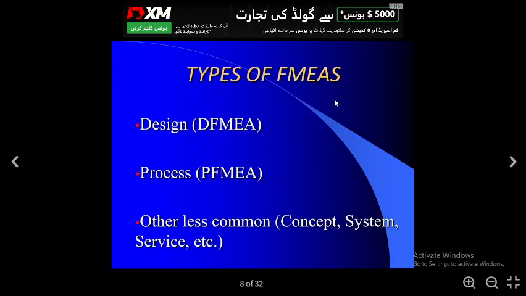Types of FMEAs. There are mainly two types of FMEA: the design FMEA, which is called DFMEA, and the process FMEA, which is called PFMEA. You have other types of FMEA as well, the concept, the system, and services, but we'll be tackling these two, the design and the process.